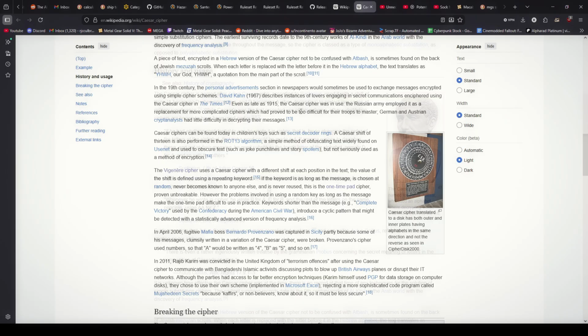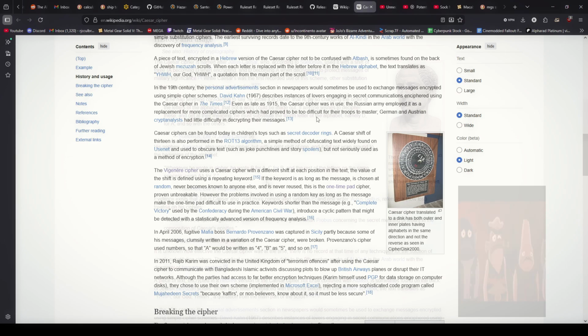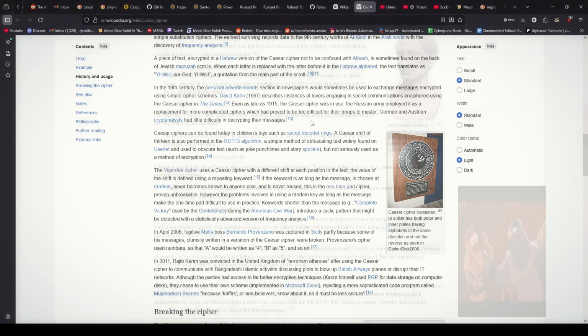The Russian army employed it as a replacement for more complicated ciphers, which had proved to be too difficult for their troops to master. German and Austrian cryptanalysts had little difficulty decrypting their messages.